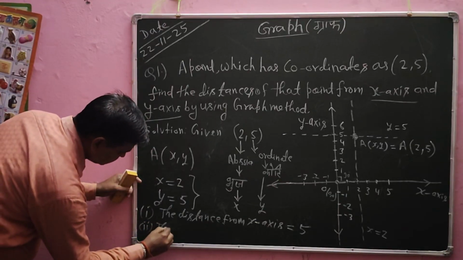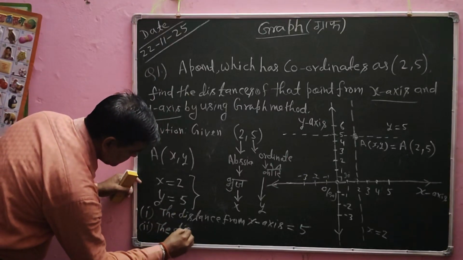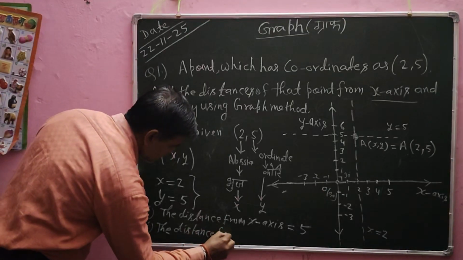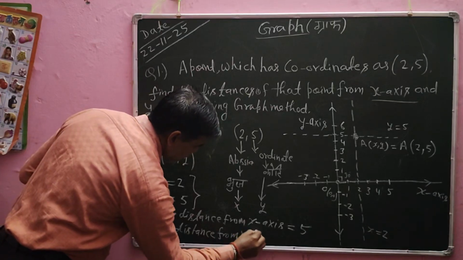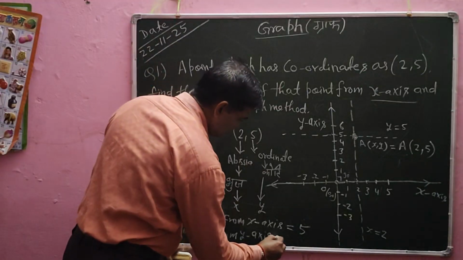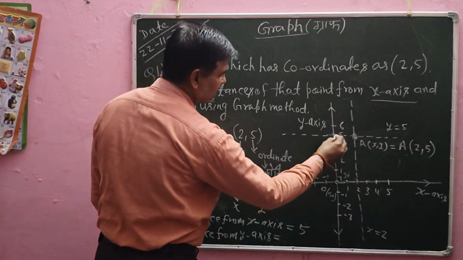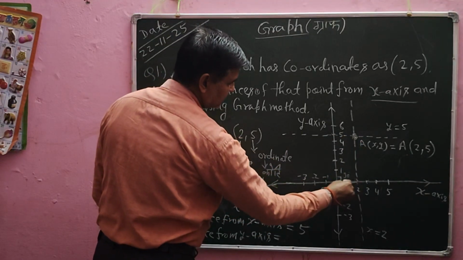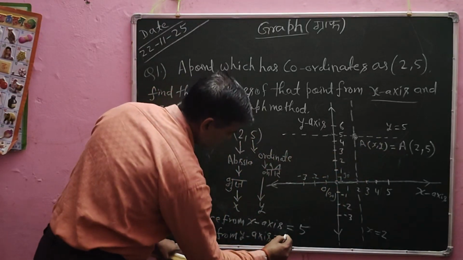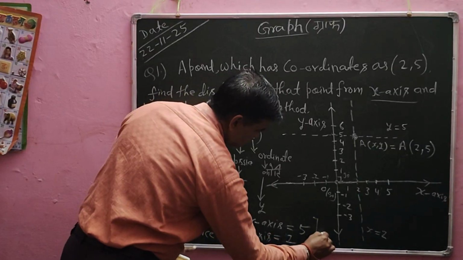Here I have to write the distance from the y-axis. So this is the y-axis, and the distance from the y-axis means this distance. So this distance is 2. So the value of x is 2, so here I will write 2. So this is the answer of my question.